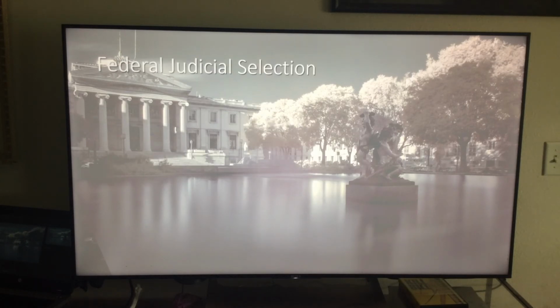Federal judicial selection. We should probably know these. These are enumerated powers that are stated, but we'll go over them. All federal judges are selected by the president. So the president will pick who the judges are. All federal judges must be approved by the Senate. So all these judges will go before the Senate. The Senate will hold hearings and then vote on whether they allow them to serve or not.